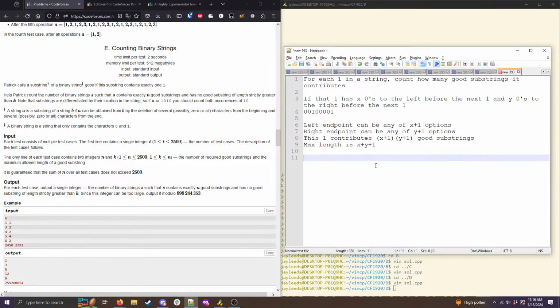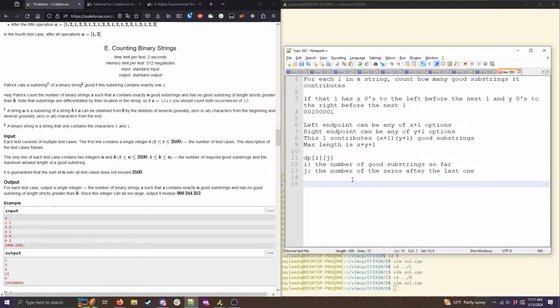Okay, so now we need to count the strings where this ends up equaling n. So we're going to end up using dynamic programming. Our DP state is going to include two things. First, i is going to be the number of good substrings so far. The other thing is this y value, the number of zeros after a 1, which is also the number of zeros before the next 1. So we also need to keep track of the number of zeros after the last 1.